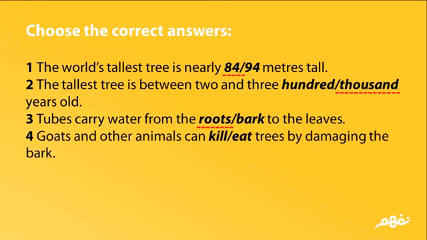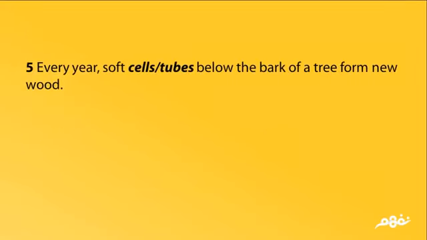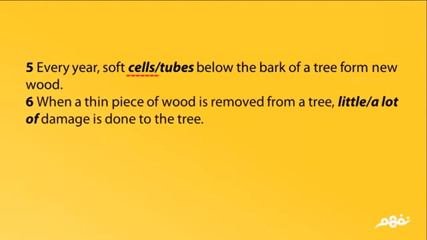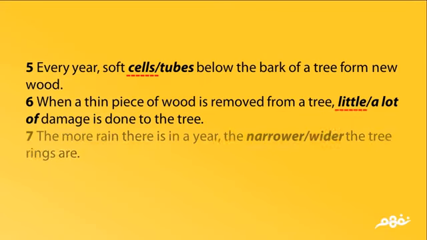Goats and other animals can kill or eat trees by damaging the bark. The answer is kill. Every year, soft cells or tubes below the bark of a tree form a new wood. The answer is cells. When a thin piece of wood is removed from a tree, little or a lot of damage is done to the tree. The answer is little. The more rain there is in a year, the narrower or the wider the tree rings are. The answer is wider.